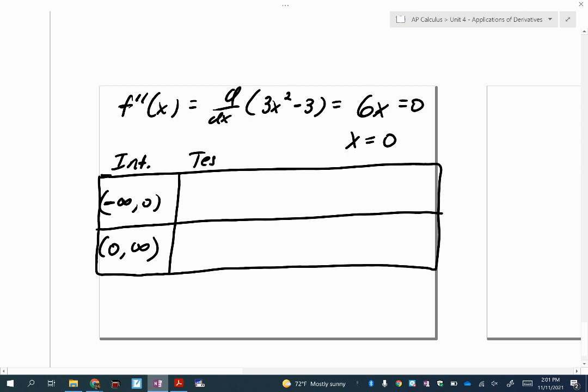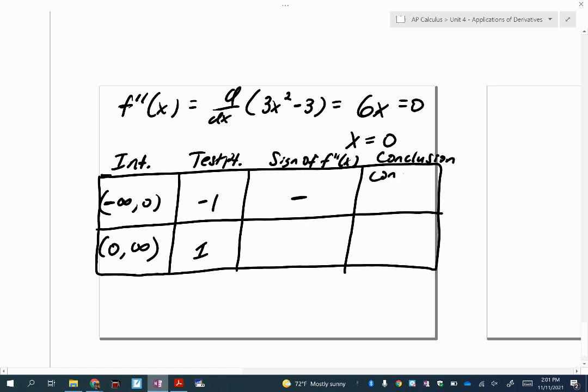So this is going to be test point. So I'll use negative 1 and positive 1. And then we have our sign of f double prime. Right, so this is that second derivative test. And then this is our conclusion. Okay, so plugging in negative 1 into 6 times that number, my sign is negative. So this is concave down from negative infinity to 0. If I plug in 1, 1 times 6 is a positive 6. So this is concave up.